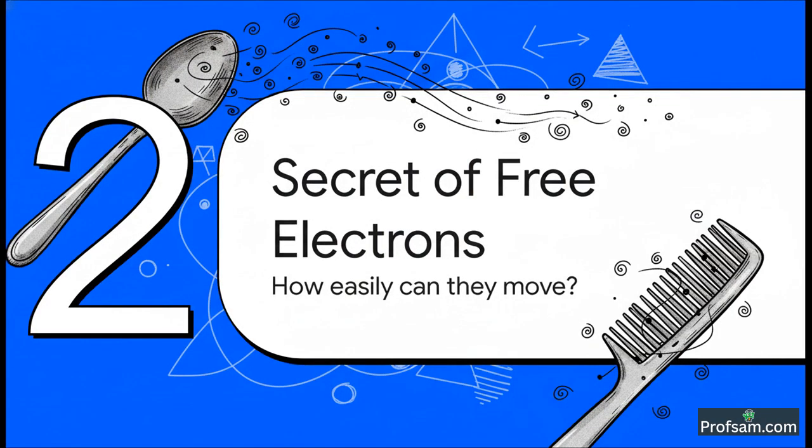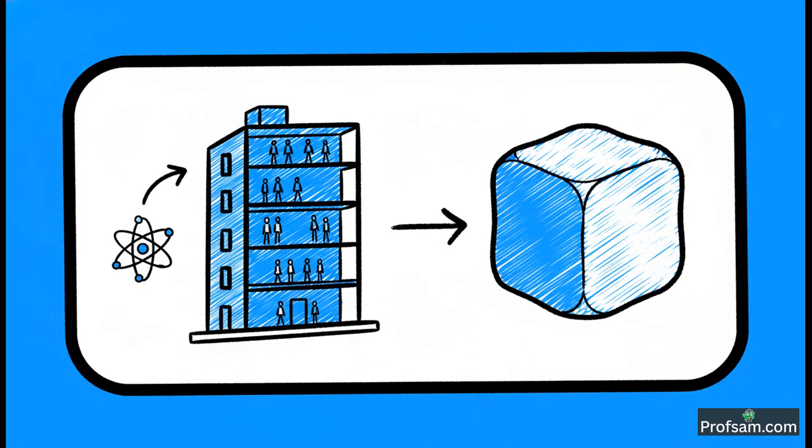You know, the entire secret, the whole difference between that comb and that spoon, it all comes down to these tiny little particles called electrons, and, more importantly, how much freedom they have to move around inside the material. Now, to make this idea crystal clear in your mind, let's use a very simple analogy. Just imagine that every material, whether it's plastic, metal, or wood, is like a big building, and the electrons are the people living inside that building. Trust me, this little mental picture is going to make everything click.